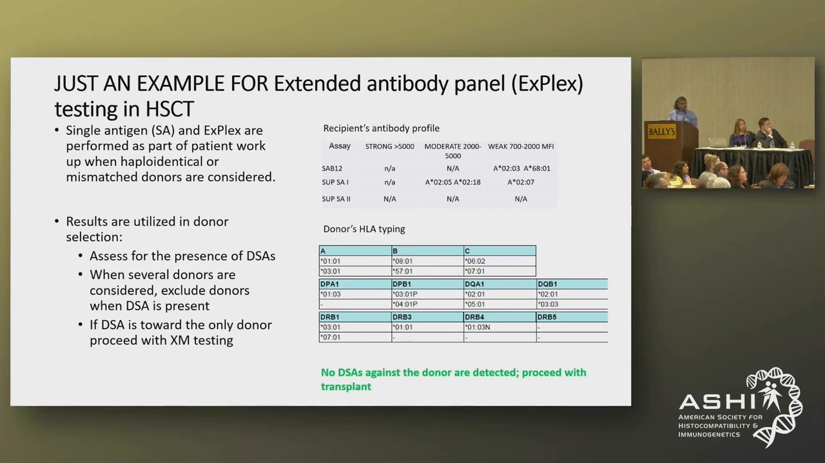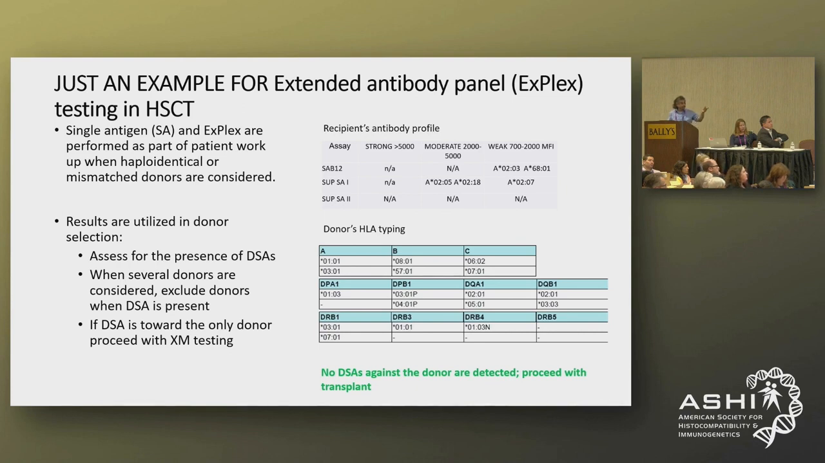So this was a case where we found the donor with a rare A allele, and then we did the typing, there was no antibody, so that donor was cleared. So that is a case where we could rule out.